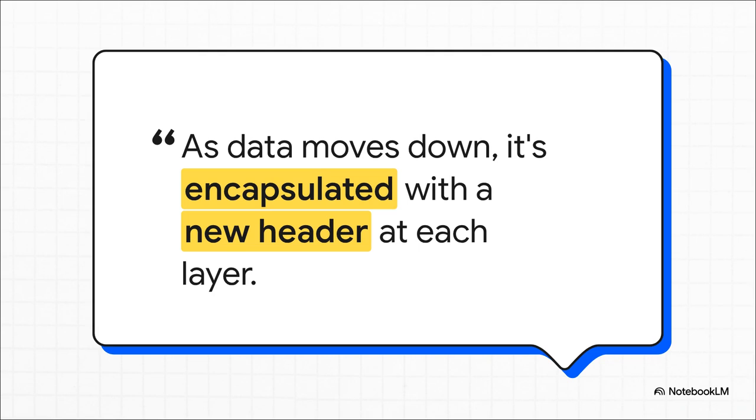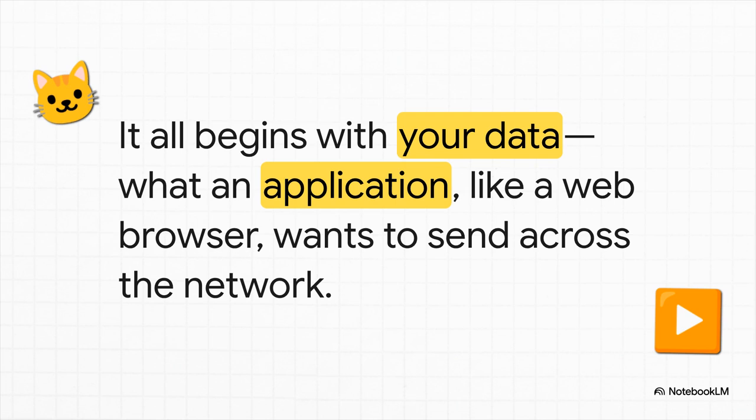As your data travels down through the layers, each layer wraps it in a new digital envelope that has specific instructions for the trip. Let's say you're on your browser, and you click on a link to a hilarious cat video. That click, that request, that's our original piece of data. It's the letter we want to mail.